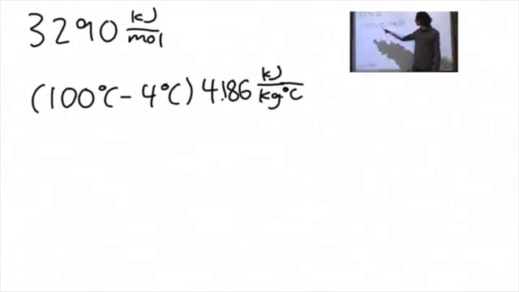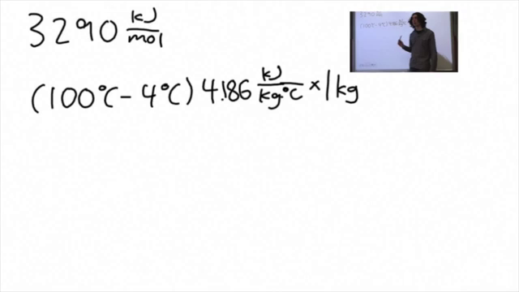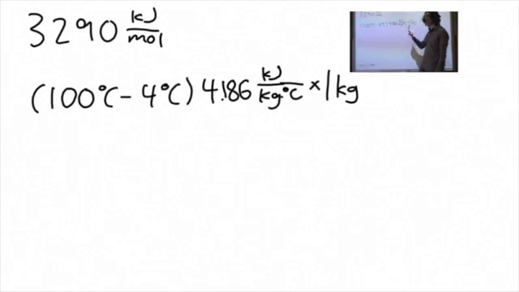So we have a temperature change, which cancels out with the degrees C here. If we're looking for kilojoules, then we also need to multiply by kilograms. We have 1 kilogram of water. Now our answer is in kilojoules. So that's degrees C times kilograms divided by degrees C gives us just kilojoules.